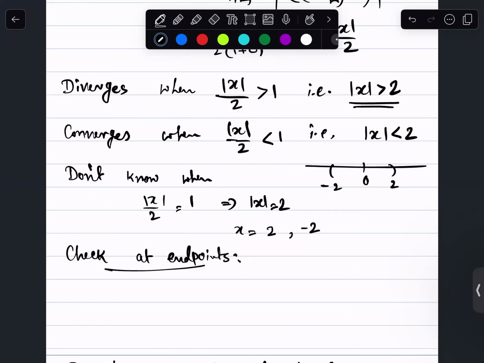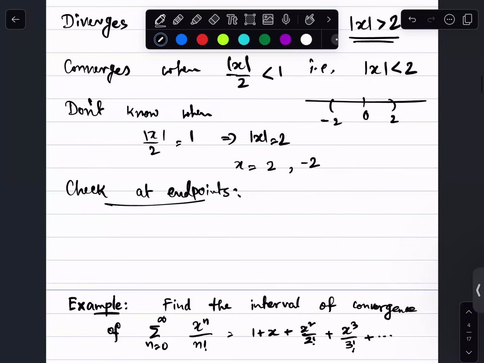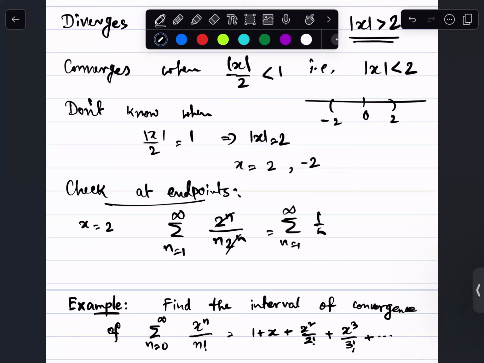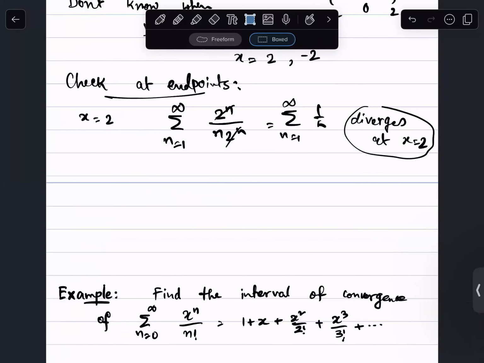So if I put 2 in the series, for x equal to 2, the series will become the sum of 2 to the n over n times 2 to the n, n equal to 1 to infinity. This cancels out, and this is basically a harmonic series. I know this diverges. And for the other endpoint, minus 2, probably you can guess already, it should be converging, right?